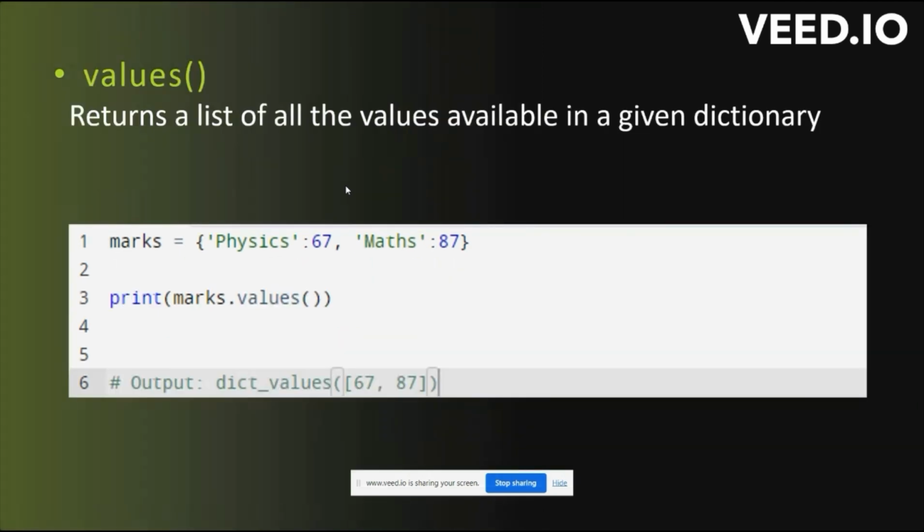Values. It returns a list of all the values available in the dictionary.